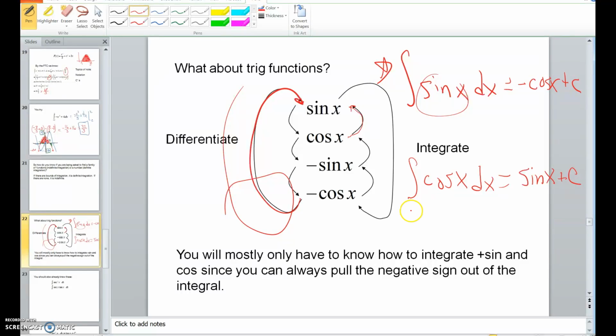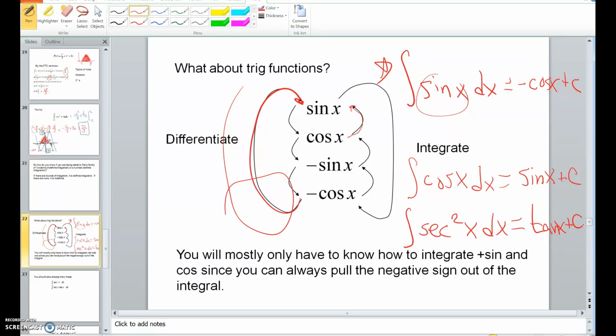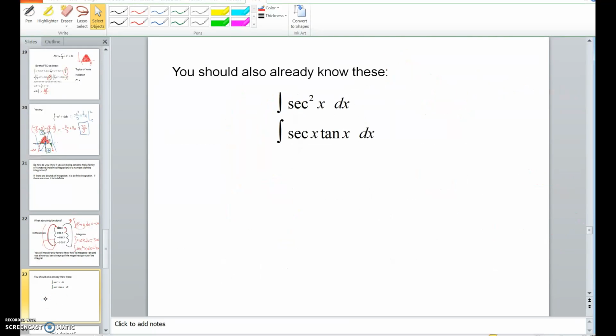Another common one you'll see is this one. The integral of secant squared x dx. If you remember from our derivative rules, the derivative of tangent is secant squared x, so the integral of secant squared is tan x plus c. So those are the common trig ones. Again, it's really just a matter of thinking back, what was the original function that gave me the derivative I am trying to integrate. I think we've got some examples here.